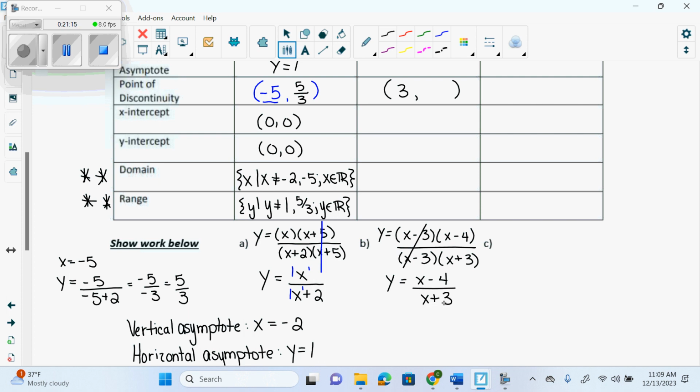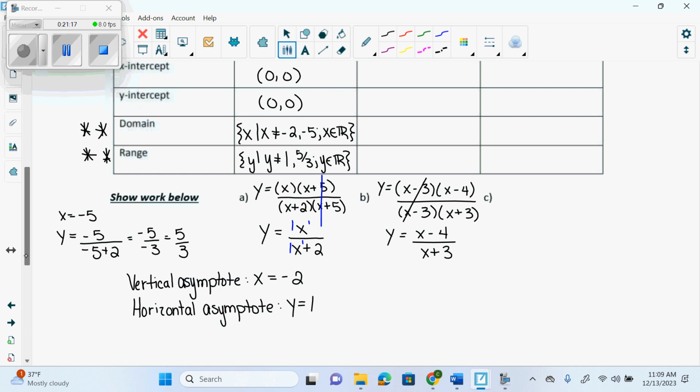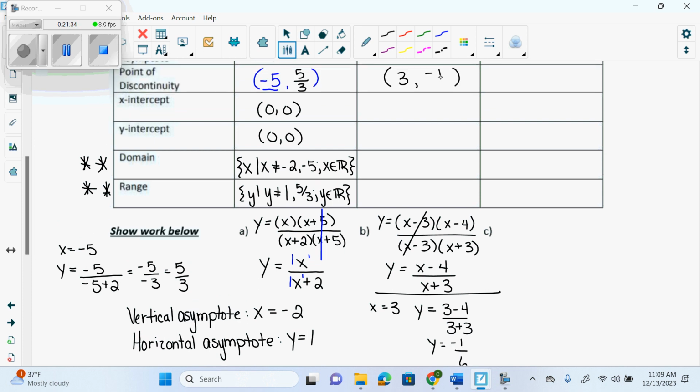Before I move on to asymptotes, I want to finish my point of discontinuity. I need to get the y for it. So I have x equals 3, and I need to plug it into this. So I get y equals 3 minus 4 over 3 plus 3, and y equals -1 over 6. So I get 3 and -1 over 6.